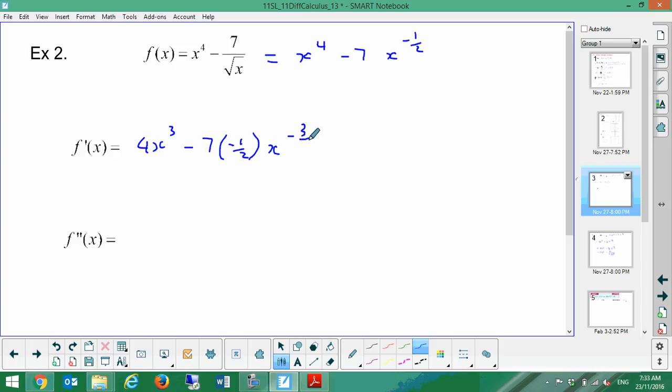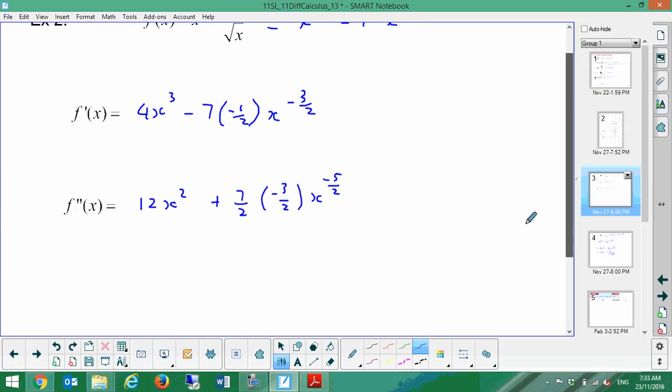If we're after the second derivative, leave it like that. Don't tidy it up yet. Let's take our second derivative now. So we've got 12x squared, and that's going to become plus 7 over 2 times minus 3 over 2, x to the now minus 5 over 2, which is equal to 12x squared, and we've got minus 21 over 4, x to the minus 5 on 2.